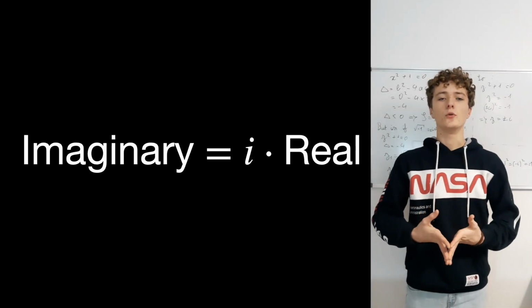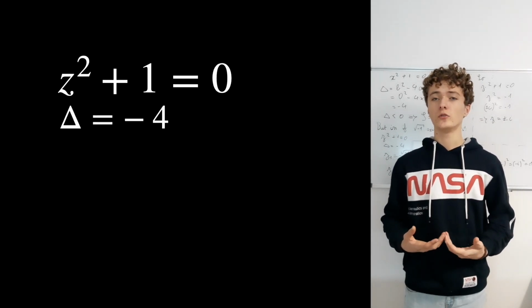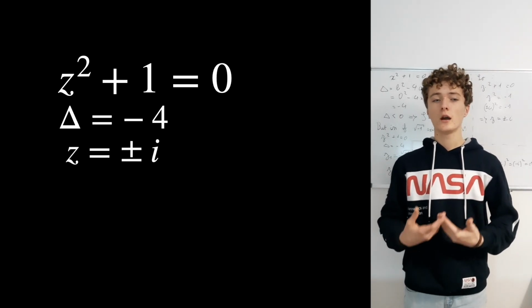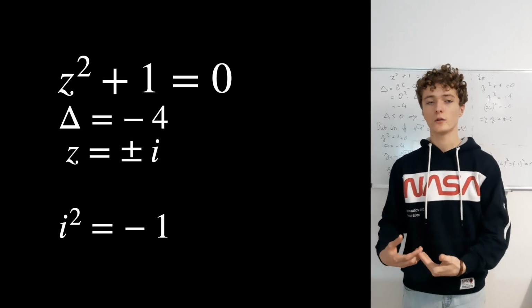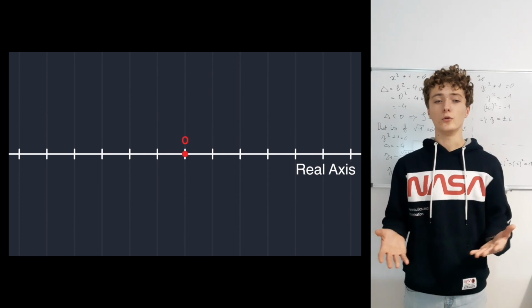An imaginary number is a real number times the imaginary unit i. This imaginary unit i is a solution to the equation z squared plus 1 equals 0, or in an easier way, i squared is equal to minus 1. By the combination of real and imaginary numbers, we can create complex numbers.